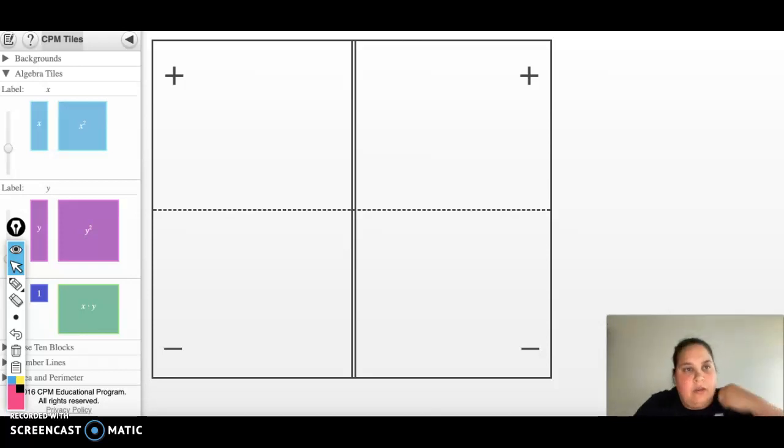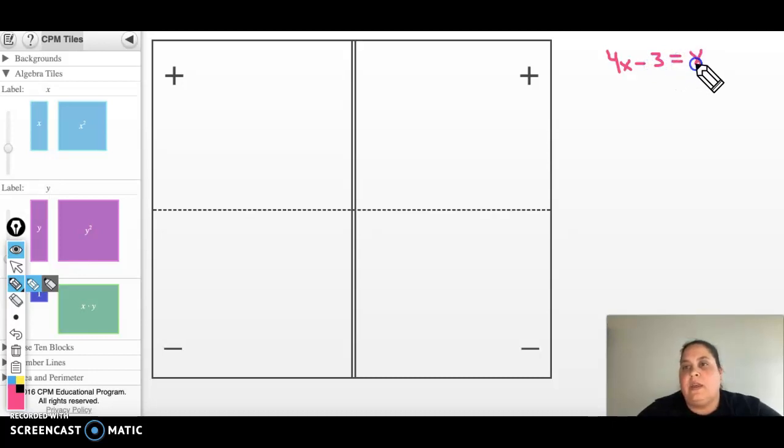Okay, our second video is dealing with the next couple lessons that we went over, where we were actually solving equations using the algebra tiles. So I'm going to go ahead and write out our first equation over here, which is going to be 4x minus 3 equals x plus 3.